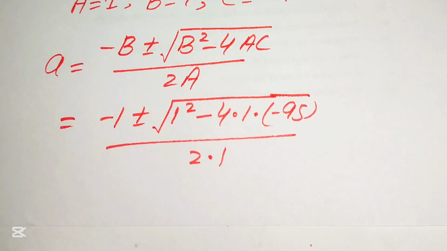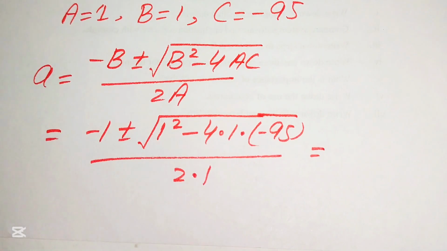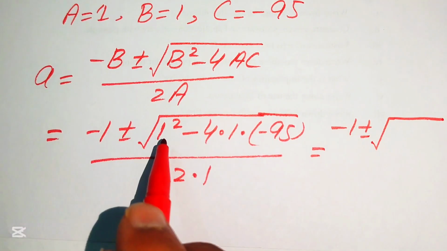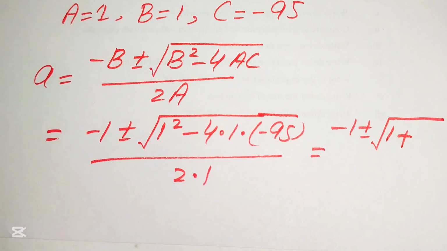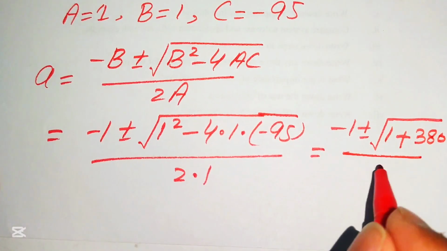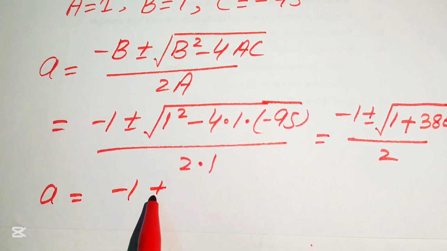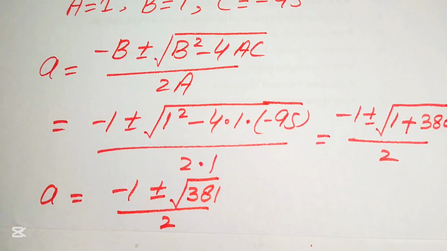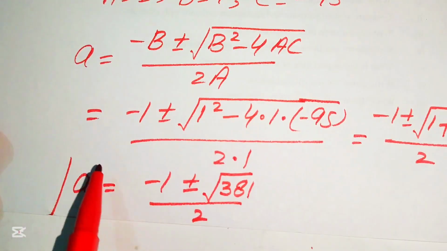And now in the next step we need to simplify the terms. Here we have minus 1 plus-minus square root of 1 squared, and minus times minus becomes plus, and when you multiply 4 times 95, it is equal to 380, and it is divided by 2. So we have the two values of a equal to minus 1 plus-minus square root of 381 divided by 2. So this is the value of a which we get from the given equations.